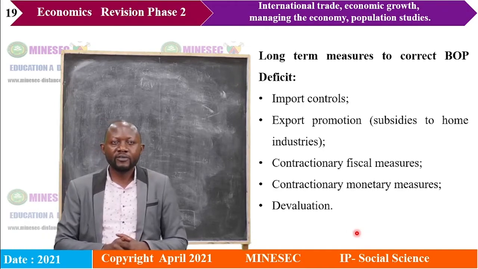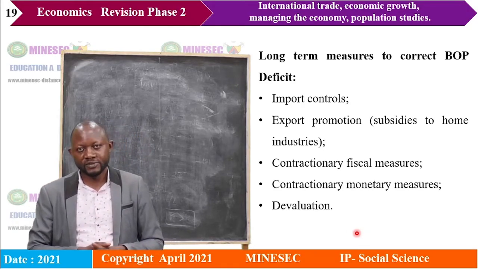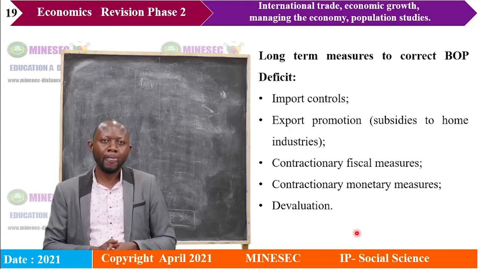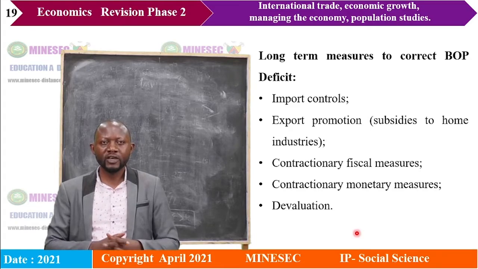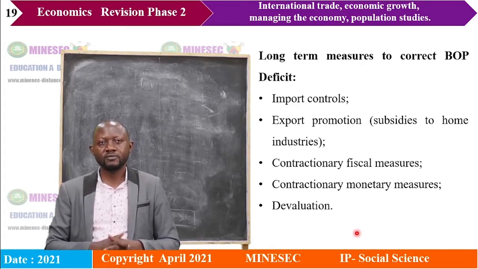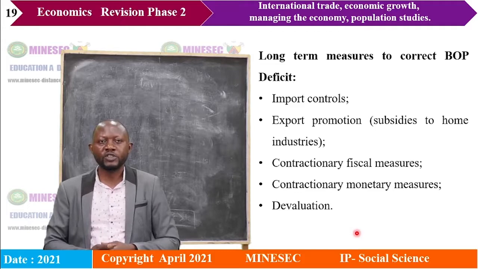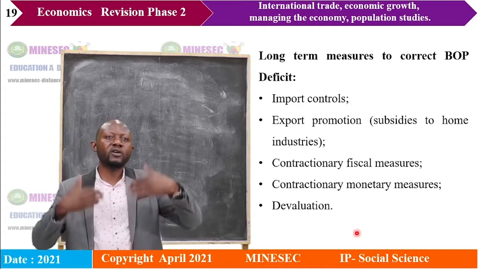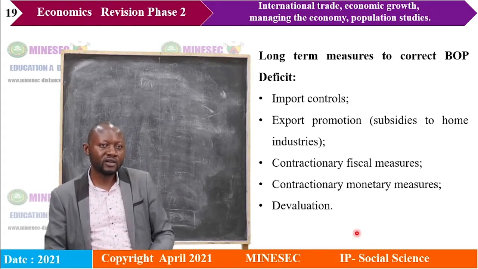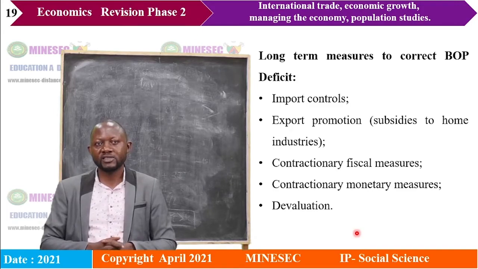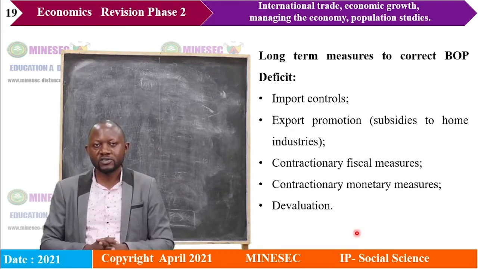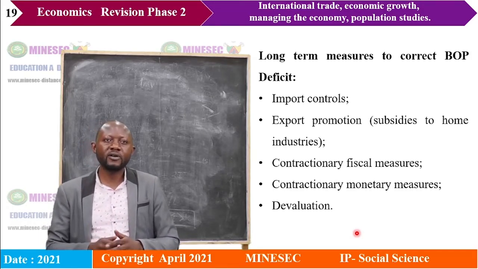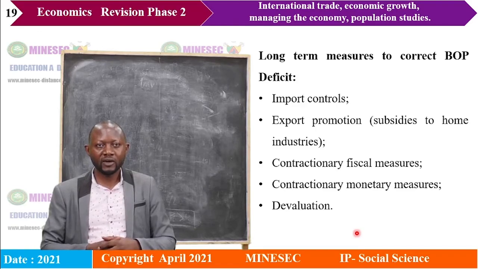The last resort here, the government could actually devalue the currency. Devaluation is a deliberate reduction in the external value of the currency in terms of other currencies under the fixed exchange rate. When that is done, exports will be cheaper and imports will be expensive. So it tends to encourage exportation and discourage importation. But it should be noted that it's only successful when the Marshall-Lerner condition is fulfilled. That is, when the sum of the elasticities of exports and imports is greater than one.